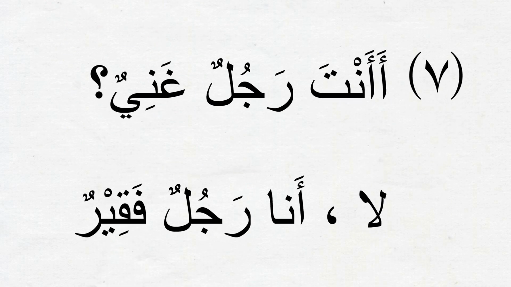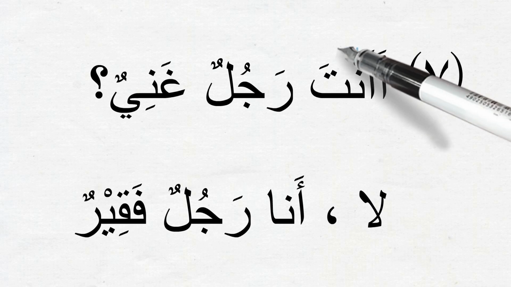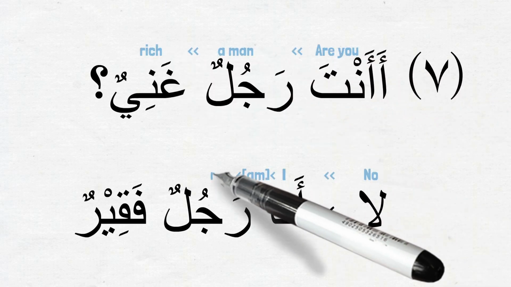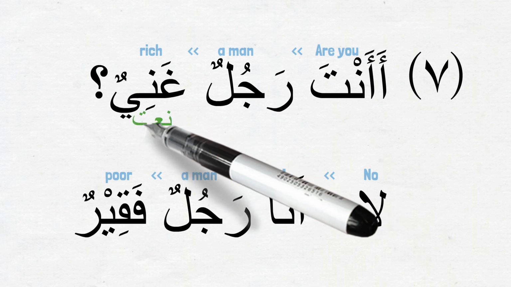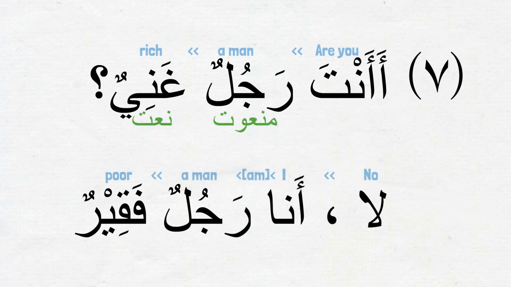The next sentence. أأنت رجل غني؟ لا أنا رجل فقير. Are you a rich man? No, I'm a poor man. Can you identify the two man'ut and na'at combinations in these sentences? The first combination is rajulun ghaniyun, right? Ghaniyun is the na'at for the man'ut rajulun. And the second one is rajulun faqirun. Rajulun is man'ut and faqirun is na'at.